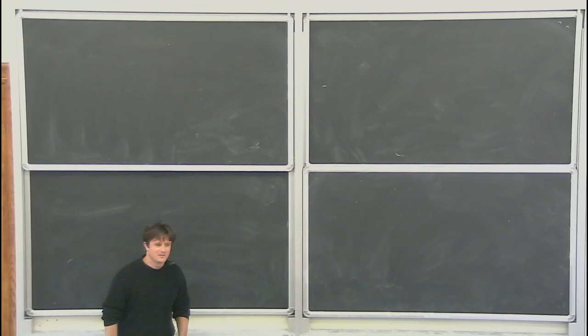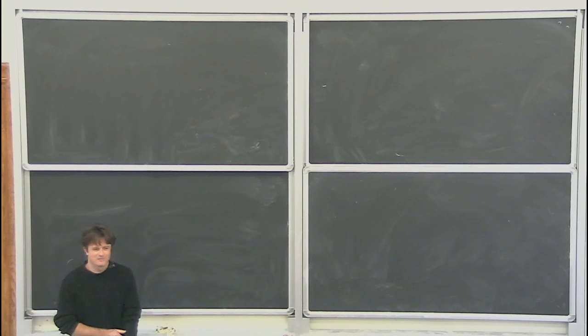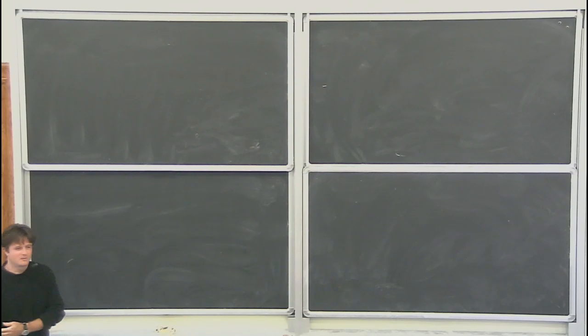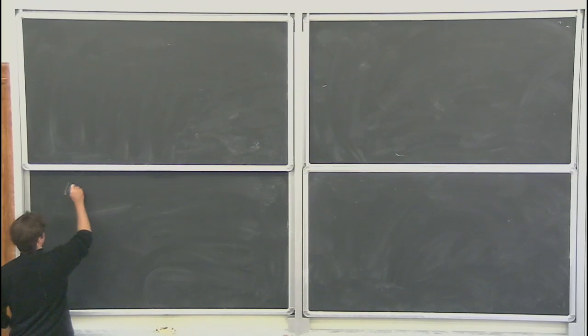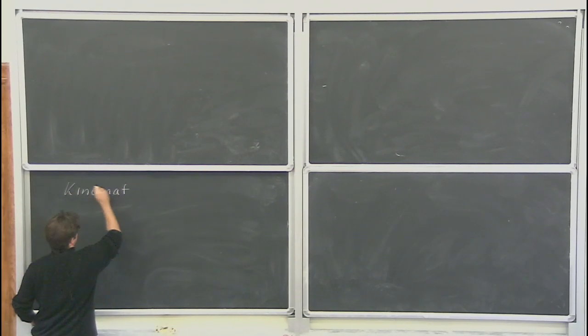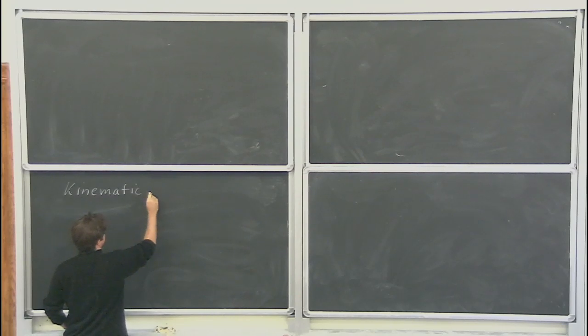So in the last lecture, we looked at the spectrum of the cosmic microwave background. Today, we'll start looking at the anisotropies. And in particular, we'll start looking at the anisotropies caused by our motion with respect to the cosmic microwave background. So we'll look at the kinematic dipole.